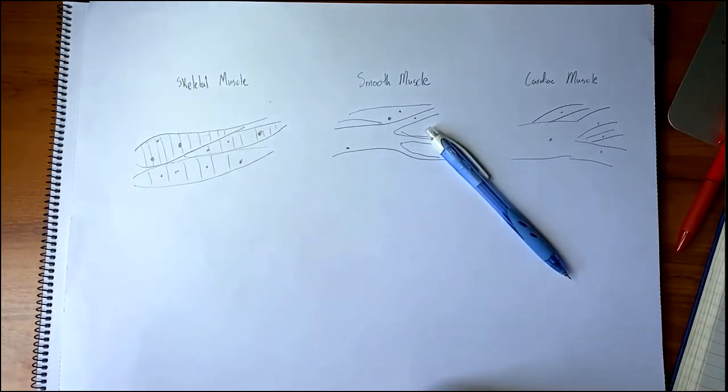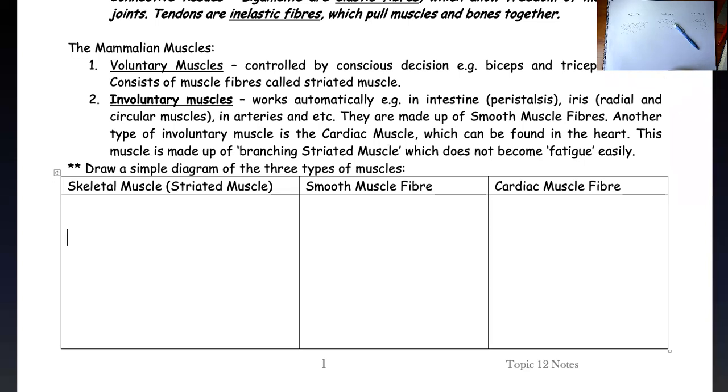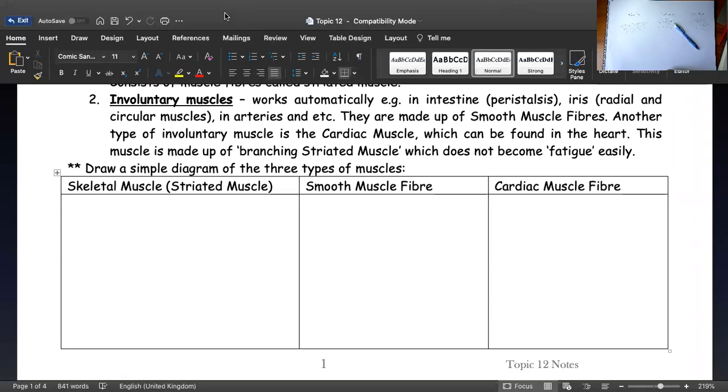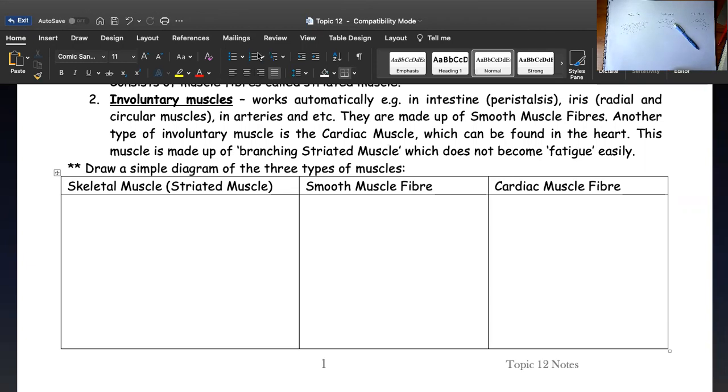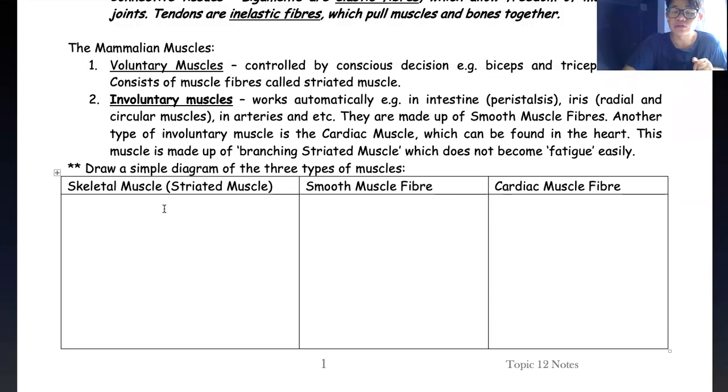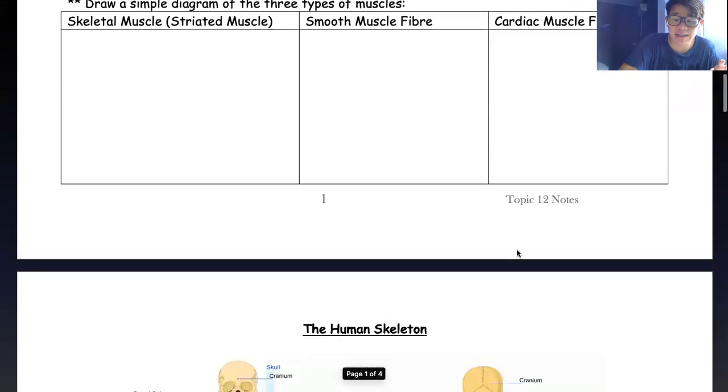Now we are back to here. Draw a simple diagram. I'll have to show you, so perhaps you could find a much better diagram. You could look through Google. Okay, so that'll be your task.